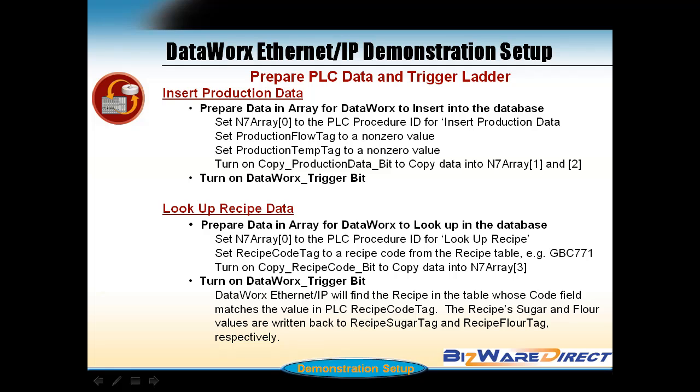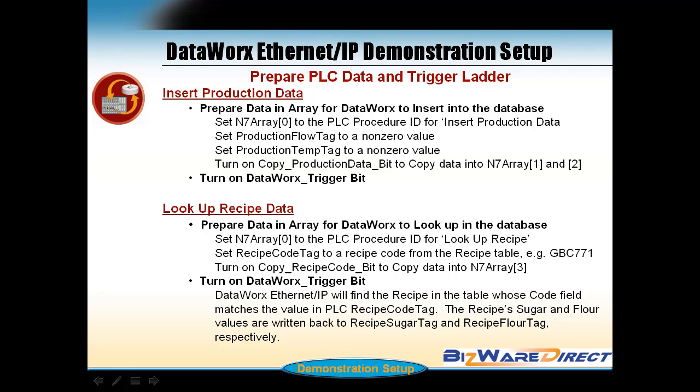We are now ready to prepare the PLC data and trigger the latter. In order to insert production data, we will first prepare data in the array with the temperature and flow values. In addition, we need to set the 0 array entry to be the PLC procedure ID for insert production data. That is number 1, the unique number that was assigned to the procedure in the DataWorx PLC configuration.